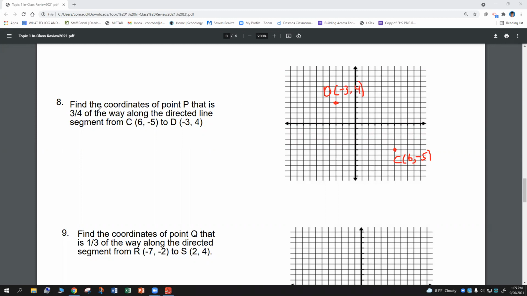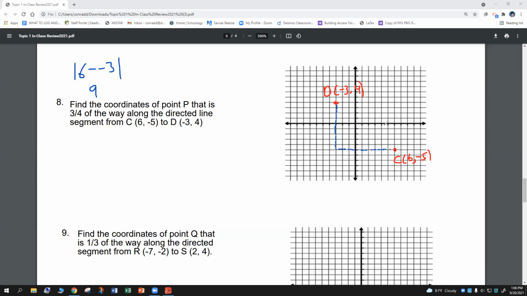Okay, so find the coordinates of point P that is 3/4 of the way along the directed line. So we're going from C to D. Step 1 in our partition problem was to find the horizontal and vertical change. So we've got to find our change in X and then our change in Y. You can use the absolute value of the difference. So we're going from 6 to -3. 6 minus -3 is the same as 6 plus 3. That's going to be 9.